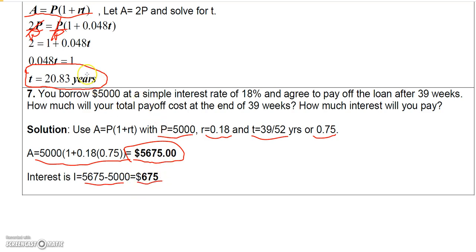And then of course, if you want to know the interest, subtract 5,000 from that, and the interest is $675. And that's all I have to talk about on simple interest. So we'll move into compound interest next.